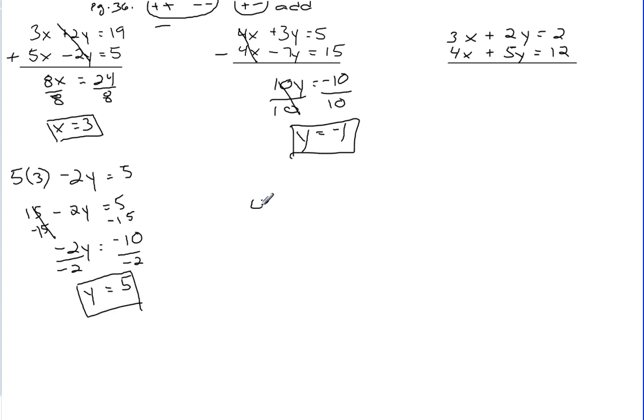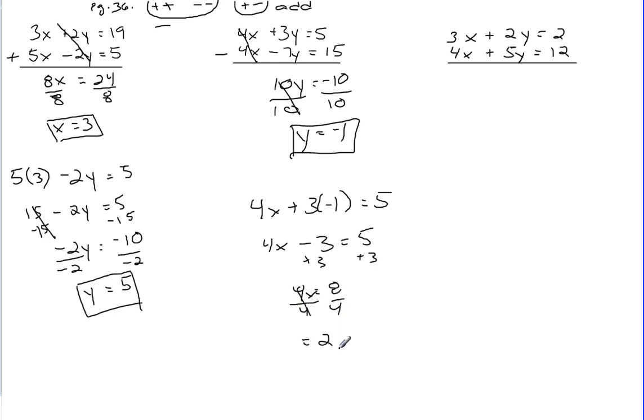Take that number, sub it back in, so 4x plus 3 times negative 1 equals 5. 4x minus 3 equals 5. Add 3 to both sides. And 4x equals 8. Divide by 4. And we get x equals 2.